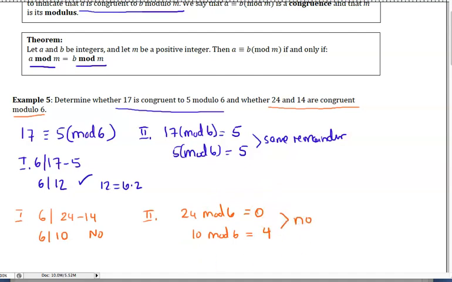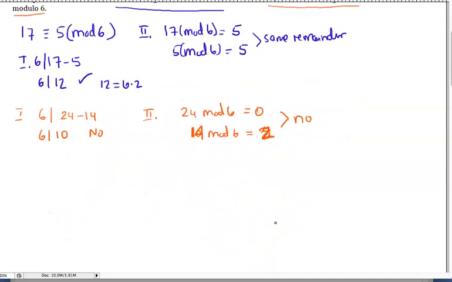Sorry, that should have been 14 mod 6, not 10. So 14 divided by 6 gives you a remainder of 2. They still don't have the same remainder. So 24 and 14 are not congruent to each other in mod 6.